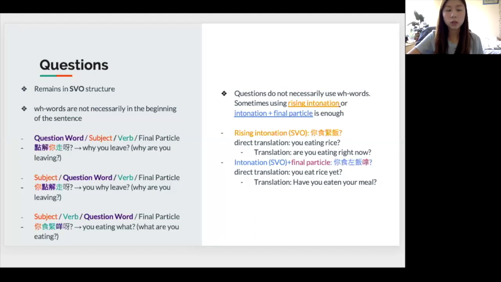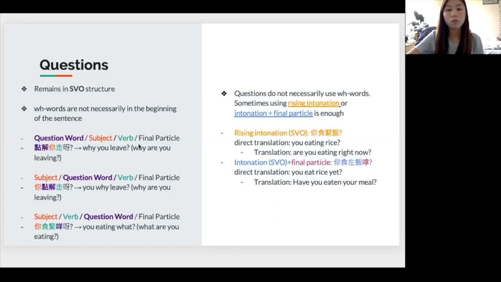Regarding sentence structure and questions, the biggest difference between Cantonese and English is that questions remain in the SVO structure in Cantonese. WH words are not necessarily in the beginning of the question. They can also be in the middle or towards the end of the questions, and questions usually end with final particles. For example, the first question here is 點解你走啊? The direct translation would be why you leave? And then the second sentence in here, 你點解走啊? Noted that the question word moved to the middle, and direct translation is you why leave?